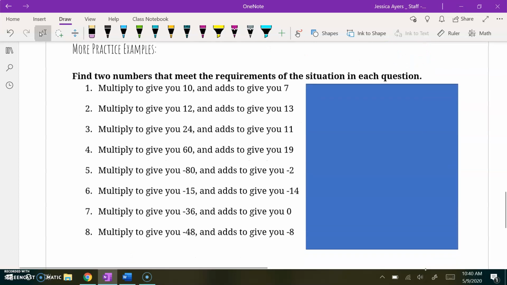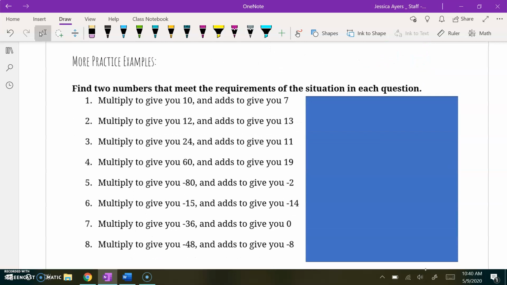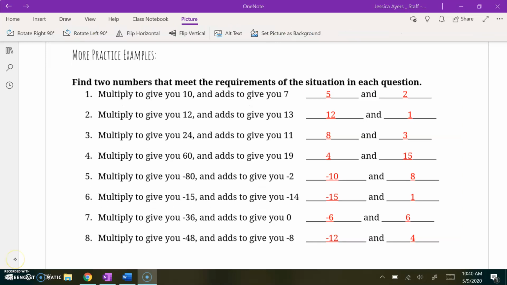So now you need to take a few minutes, do these practice examples, and then check back to see that you got them right. Here are the examples to the practice examples at the bottom of the page. Once you finish with these, there will be more practice in Canvas later on for you to complete.